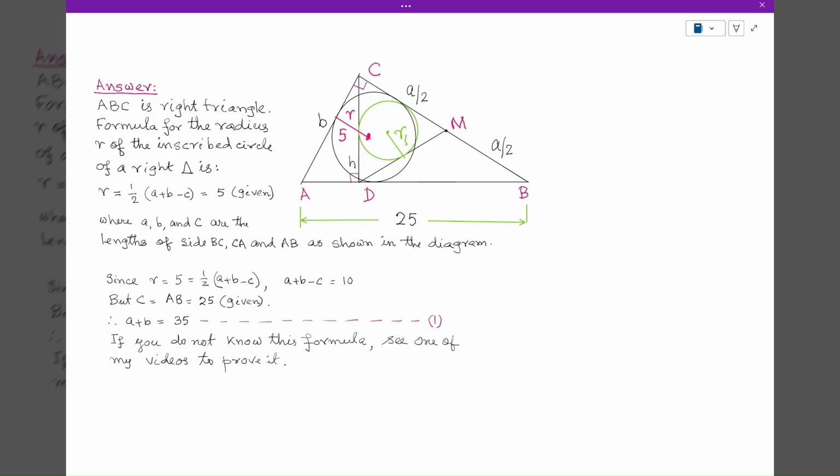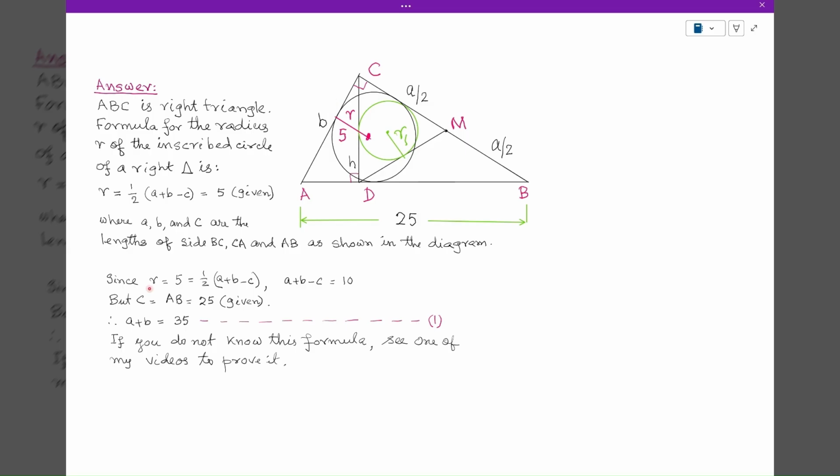Here, vertex C is the point of right angle. Therefore, this side AB is small c. Similarly, the side opposite to vertex A is BC, and that is equal to small letter a. And the side opposite to vertex B is AC, and this is written as small letter b.